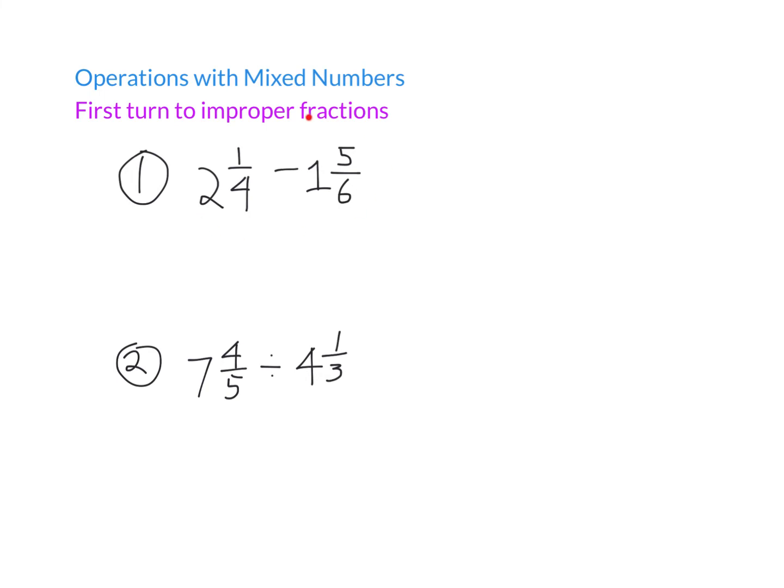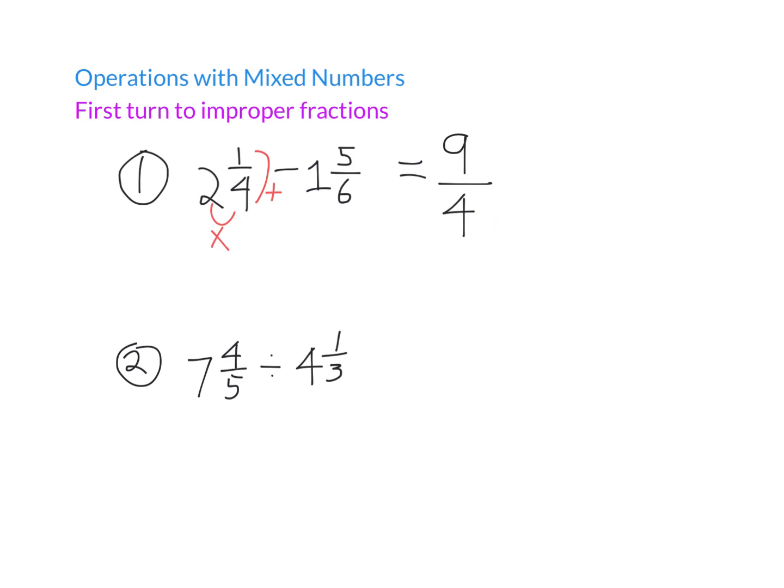So let's look at this example here. I'm going to convert both of these to improper fractions. What you do is you take the whole number part and multiply by the denominator, then add the numerator. That is the new numerator. So I go 2 times 4 is 8, plus 1 is 9. That goes on top, and I always keep the same denominator, 4 and 4.